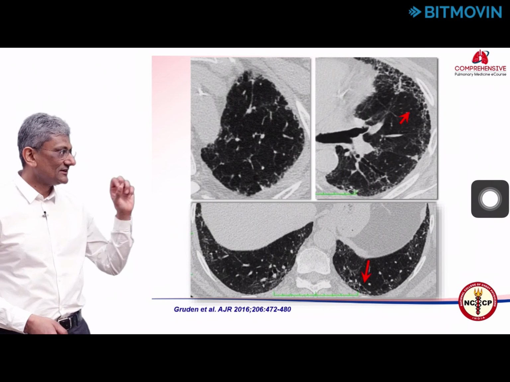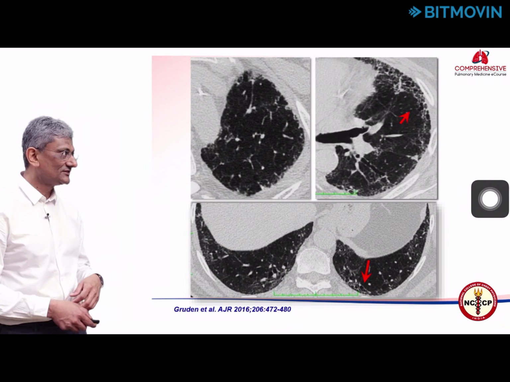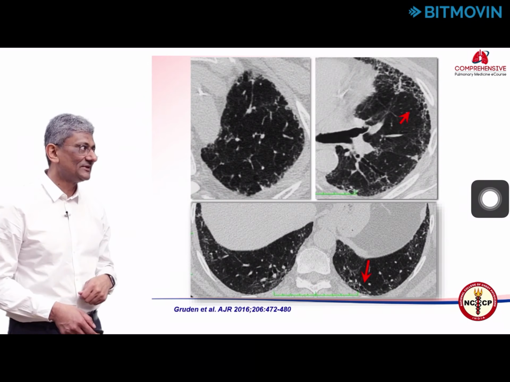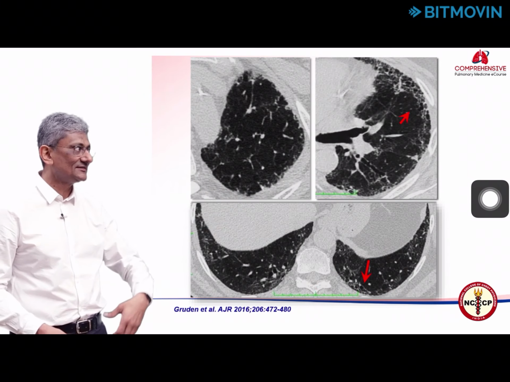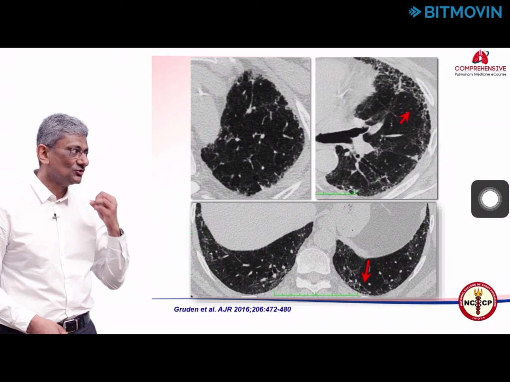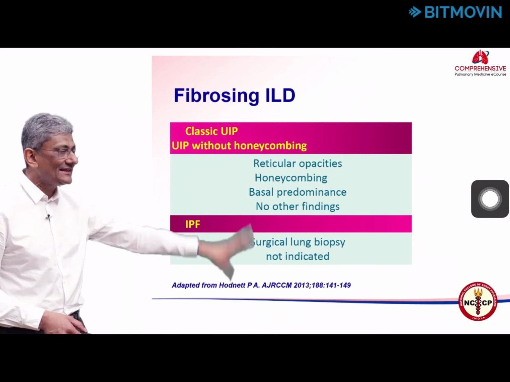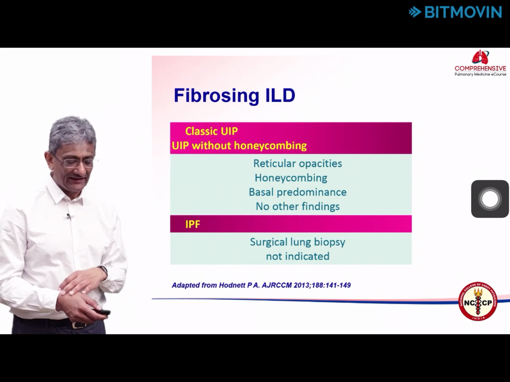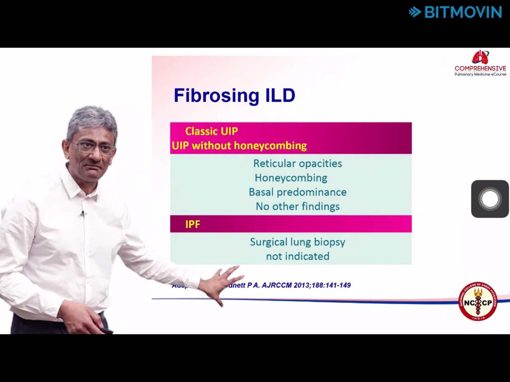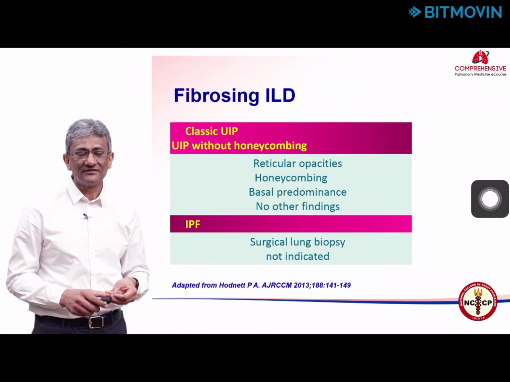Here is a typical patient where we see traction bronchiectasis in the basal regions. We also have upper lobe involvement. This is heterogeneous, it's asymmetric, it's non-segmental, and this is our classic UIP without honeycombing pattern. And we add that to the bucket on the left, and we know that if we can make this diagnosis, again, a surgical lung biopsy is not indicated.